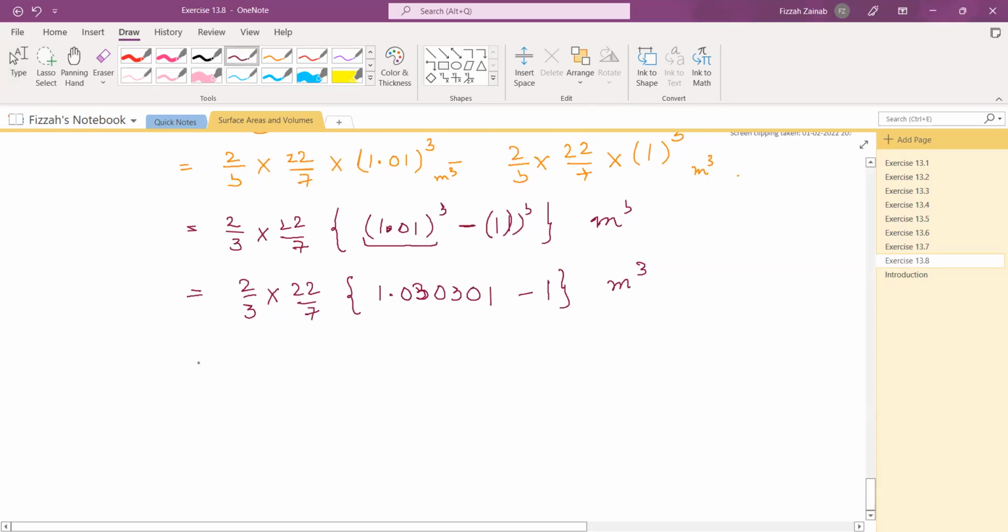That's it. Now, 2 by 3 into 22 by 7 into, so from 1.030301 you have to subtract 1, so you will be left with 0.030301 meter cube. Is this clear? Yes, ma'am. Now you have to do the multiplication part.